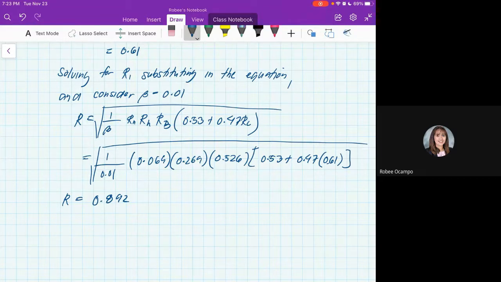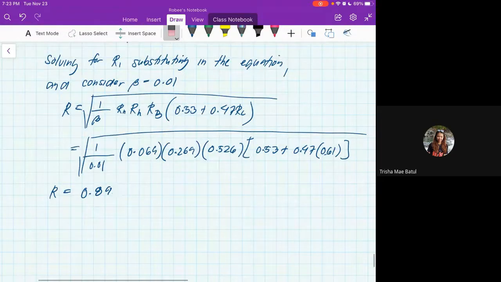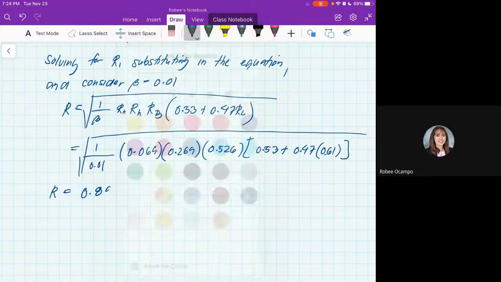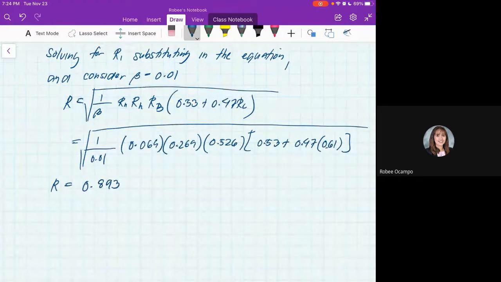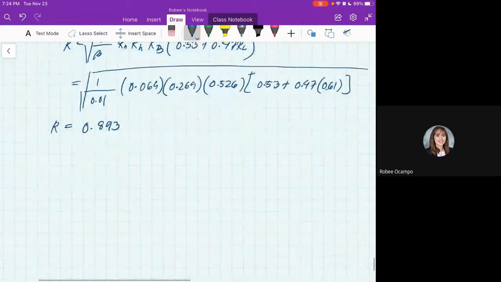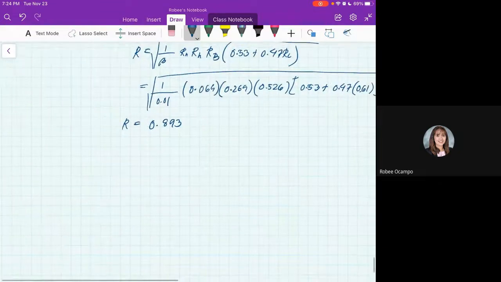Or 893? 2 or 3? Ay, 3 po pala, ma'am. Rounded off na pala. 0.893. Okay, let's use 3 na lang, no? Kasi 9 yung susunod niyang value. So, that's 0.893. Okay. So, pwede na natin makuha yung ating value for our gas factor or GF.